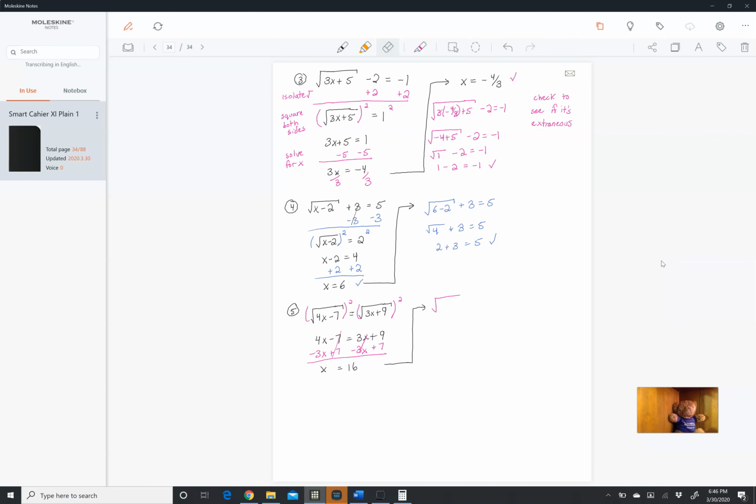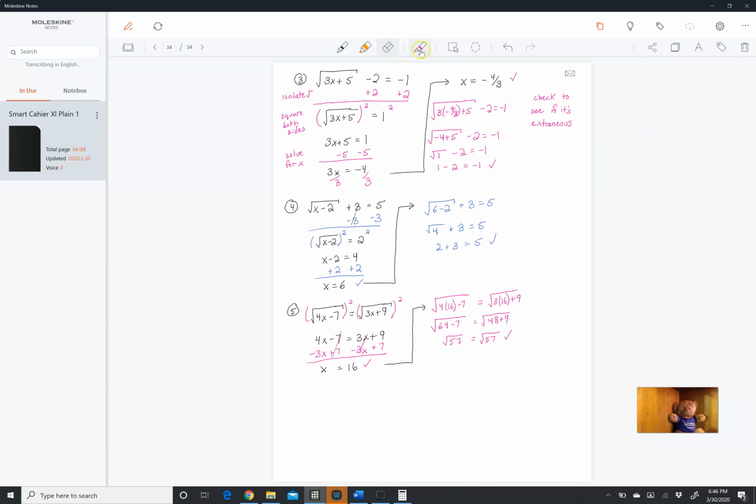So square root of 4 times 16 minus 7 is equal to square root of 3 times 16 plus 9. And we just want to make sure that we get the same thing. So 4 times 16 is 64 minus 7. And 3 times 16 is 48 plus 9. And here, 64 minus 7 is 57. And 48 plus 9 is 57. So the square root of 57 is equal to the square root of 57, which means 16 is a valid solution. Okay?